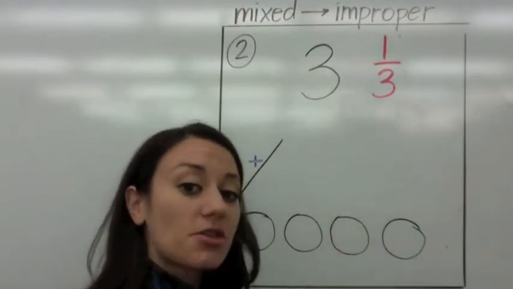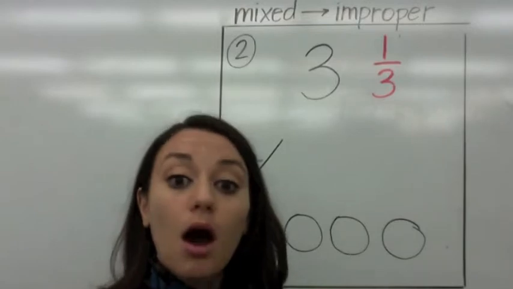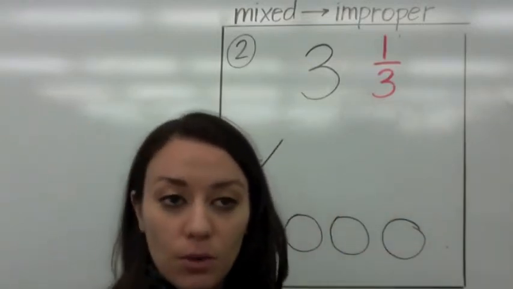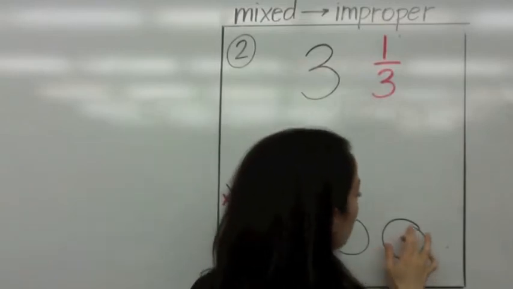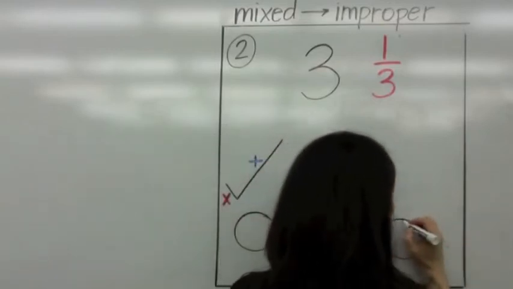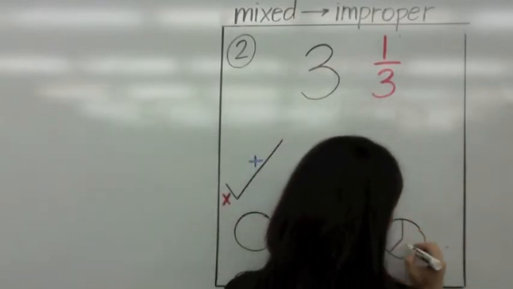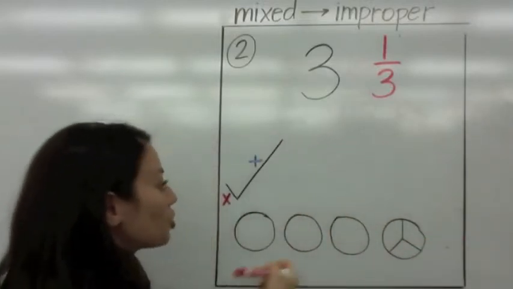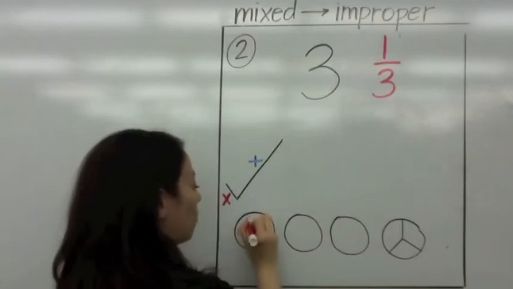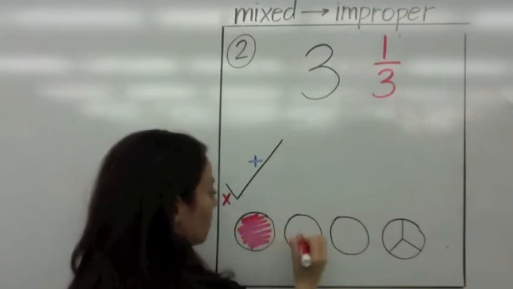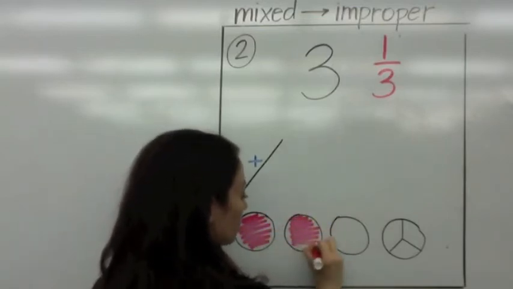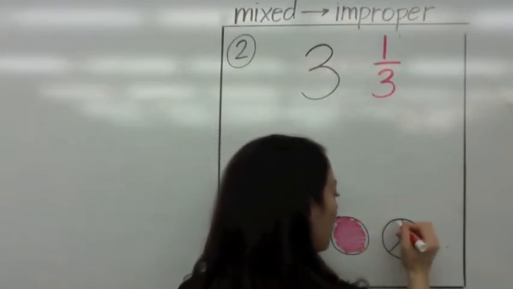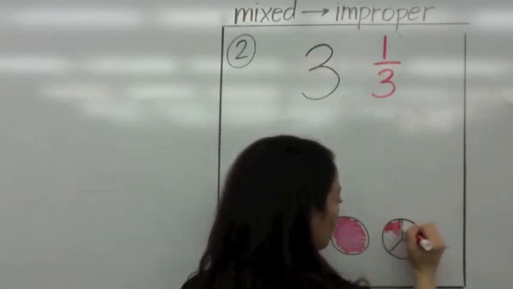Remember, to cut something in thirds, you can either do a Y, or you can do a peace sign, whatever you want. So this is how I normally do it. I make a peace sign. So I say, okay, peace. I cut it in thirds, right? Okay. So I'm going to show 3 and 1/3. I have 1, 2, 3, and then 1 of the third.